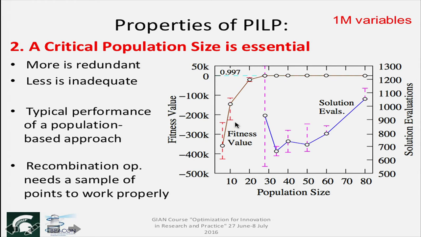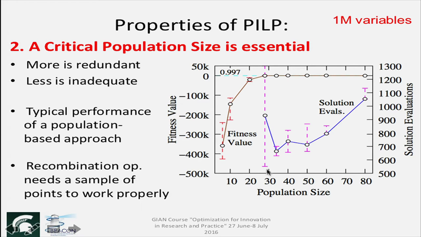These bars are variations over 10 runs. Okay? Then this is the median run that I'm showing. Then when you go to 20, it's got very close to being feasible, very close to being the optimum, but still not there.